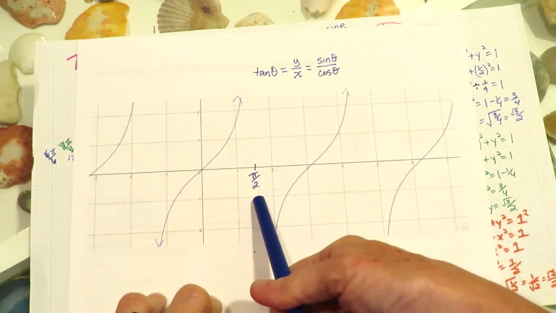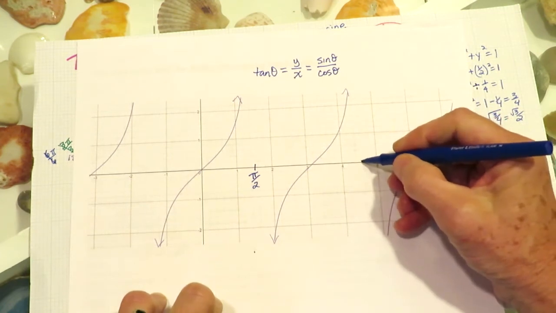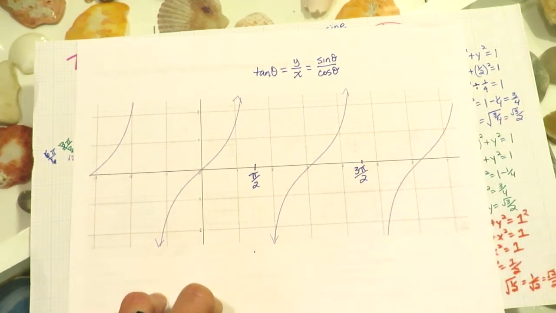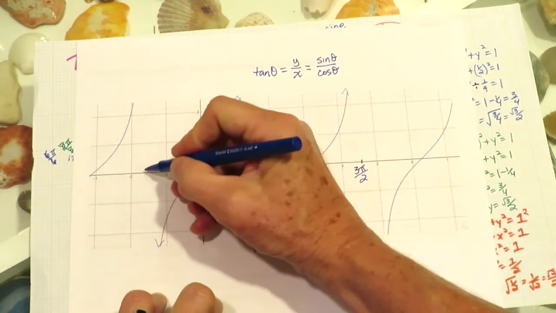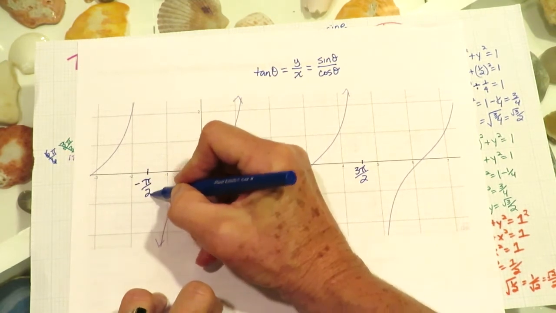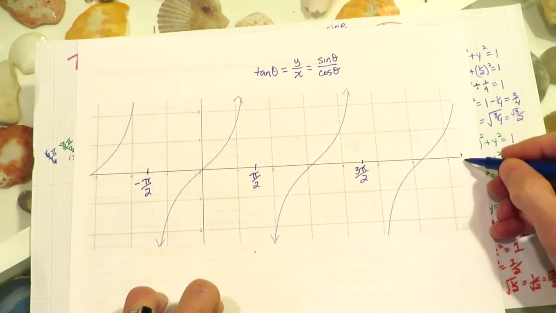So at 90 degrees, pi over 2, cosine was 0. At 270 degrees, or 3 pi over 2, 3 is an odd multiple of pi over 2. This asymptote over here would be if we started to rotate backwards at negative pi over 2. This asymptote here is at 5 pi over 2.